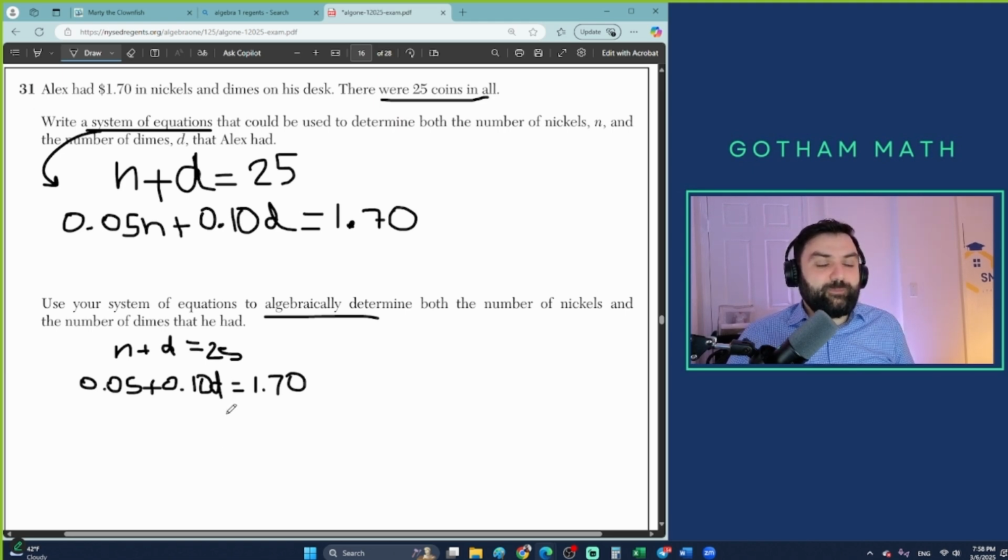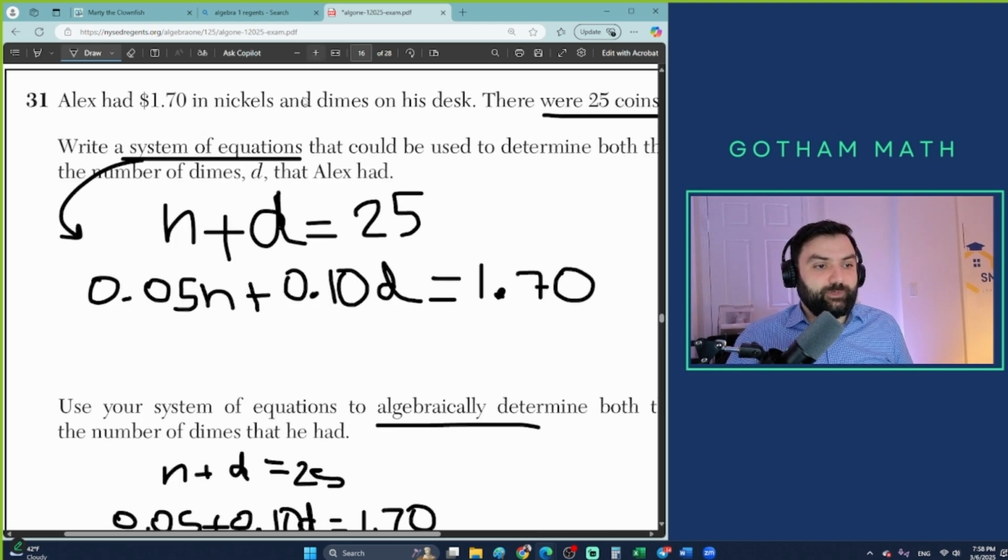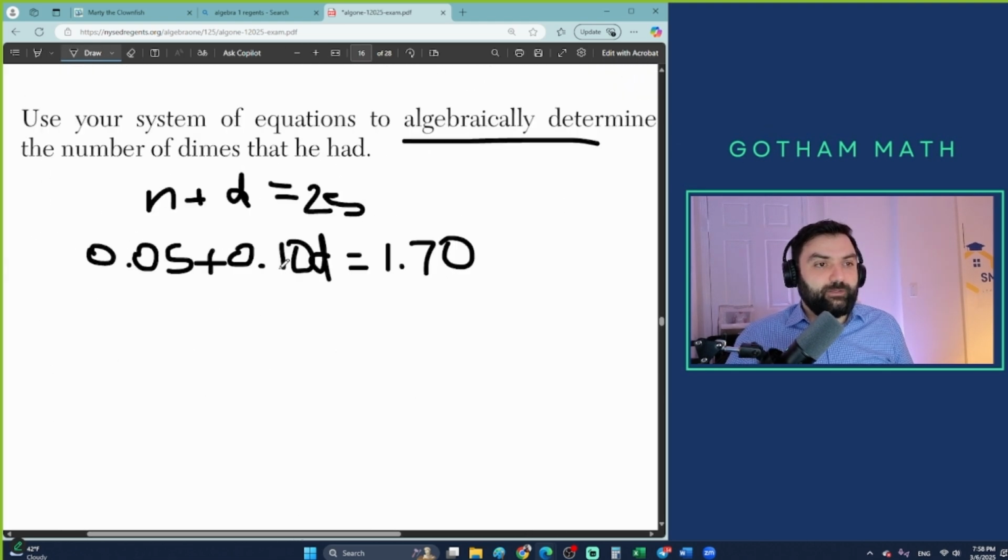The first step, what I would do is to get rid of the decimals in the second equation. How can I do that? If you noticed, all of them have 2 digits after the decimal point. Let me zoom it in. So if I multiply the bottom equation by 100, this will turn into 5, this will turn into 10, this will turn into 170. So let's do that.